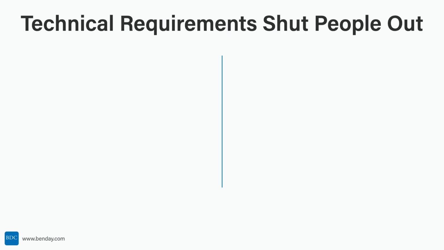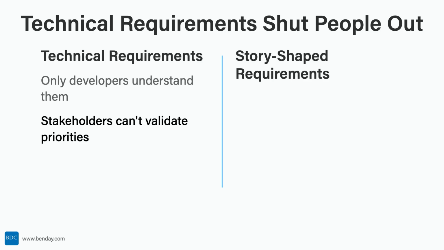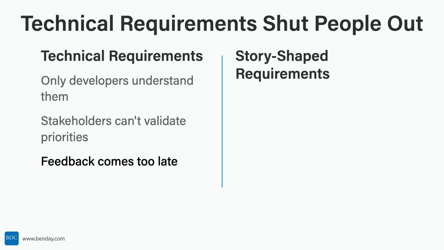Here's the core dynamic I want you to understand. When your requirements are technical, one thing happens, but when they tell a story, everything changes. Let's see the problem first. Only developers understand them. Everyone else nods along and hopes for the best. Stakeholders can't validate priorities. They don't know if you're working on the right things because they can't parse what the things even are. Feedback comes too late. By the time someone realizes you built the wrong thing, you've already built it.